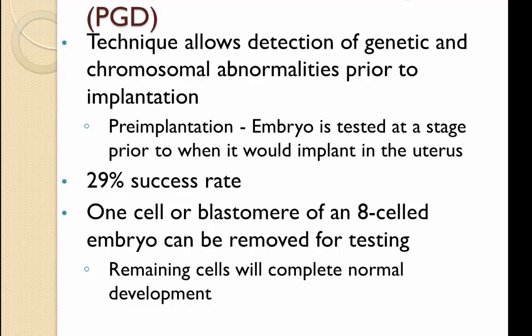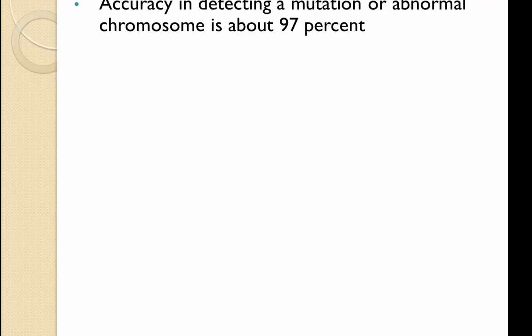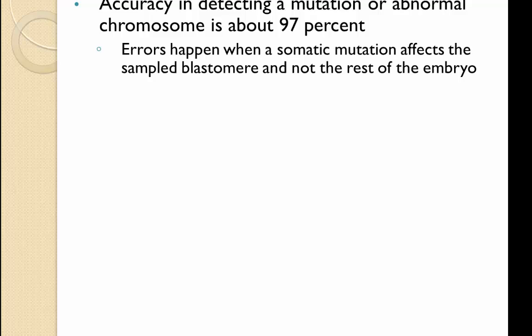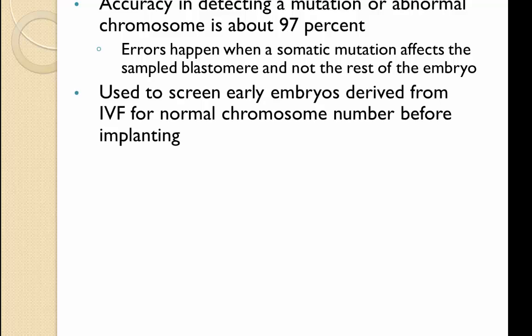This prevents the implantation of a genetically altered embryo and helps the parents be able to have a healthy child, as best you can, and maybe carry their child to term. So accuracy of detecting mutations or abnormal chromosomes is about 97% in terms of being able to see what is there. Errors can happen as there is cell development.